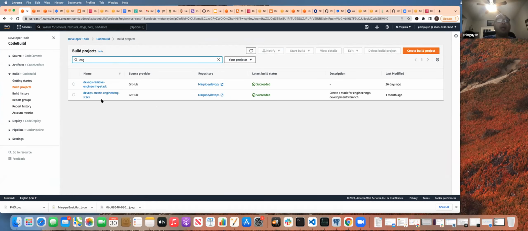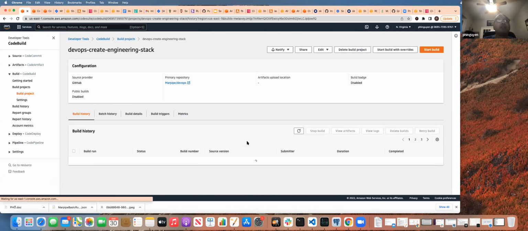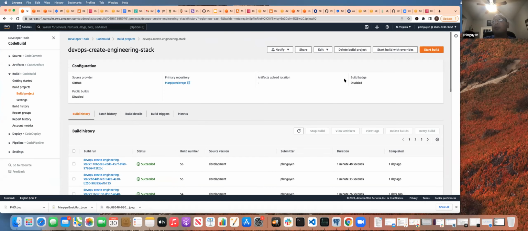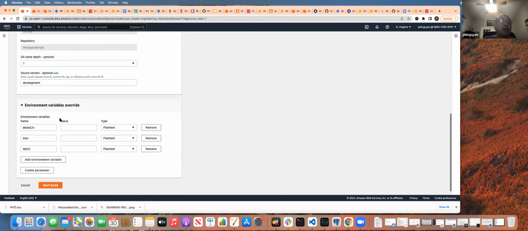Right. So I created this DevOps engineering stack. This is run by the engineer, right? So when they need a new environment, they just run this. They put in just a branch in GitHub, the environment that they want to create, and the application that they want to create, and click on start build. Then voila, they have the whole environment.